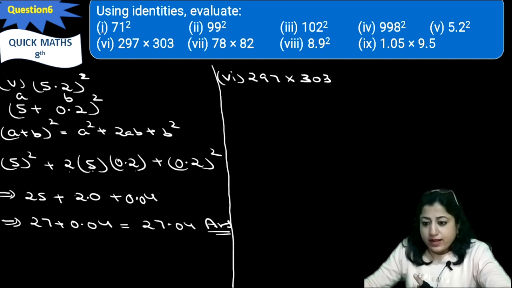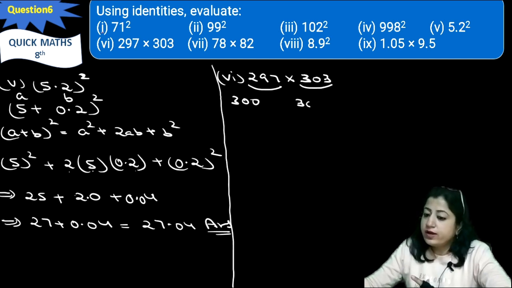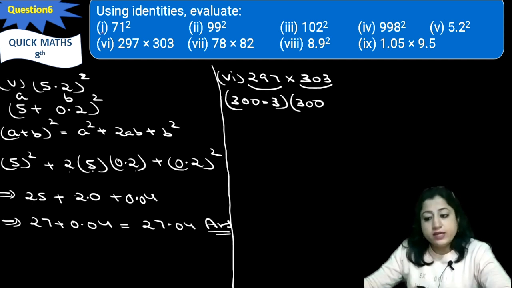If we look at it, 297 is closer to 300. Similarly, 303 is also closer to the round figure 300. So we can use 300 as a fixed number. Now 297 is 300 minus 3 and 303 is 300 plus 3.